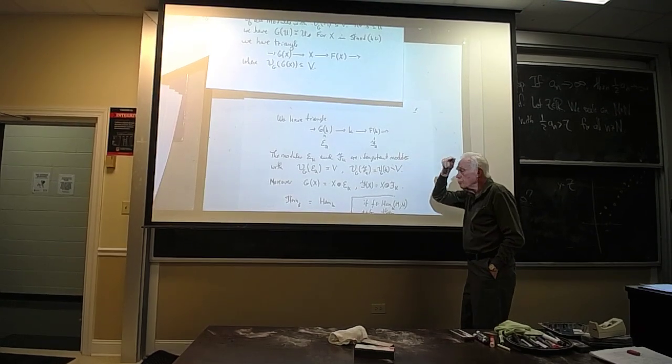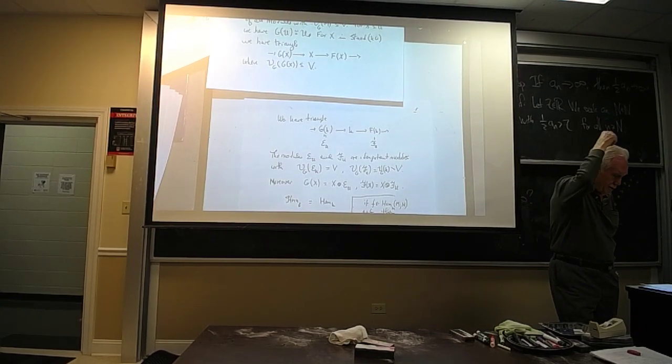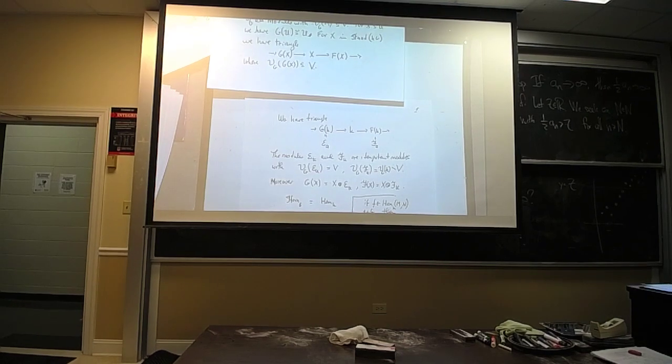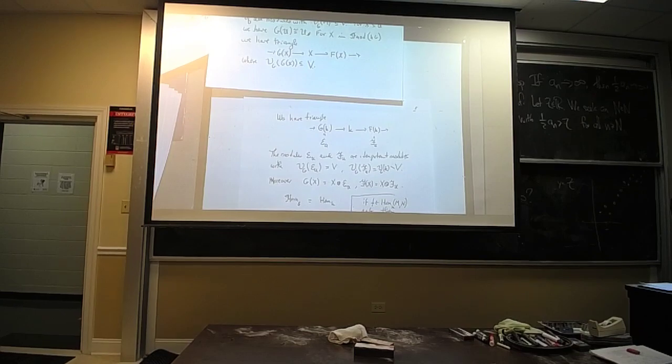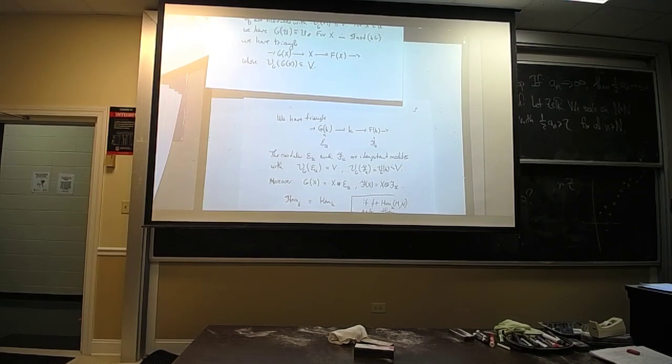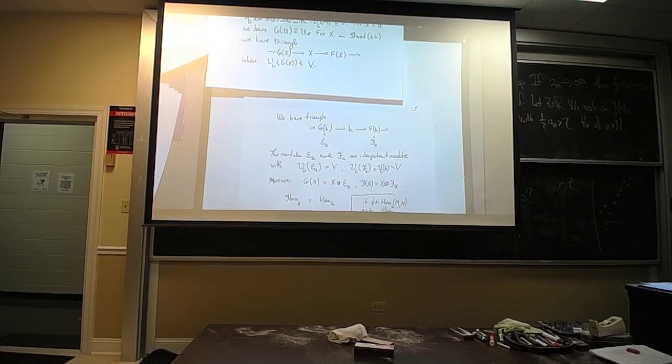These are idempotent modules, in the sense that if I take E of U and tensor it with itself, I get E of U back. I mean, plus projectives, but I throw away the projectives. It's equivalent to E of U. Same thing with F of U. And we also have the property that if I tensor E of U with F of U, I get a projective module, which means it's zero in this category. Okay.